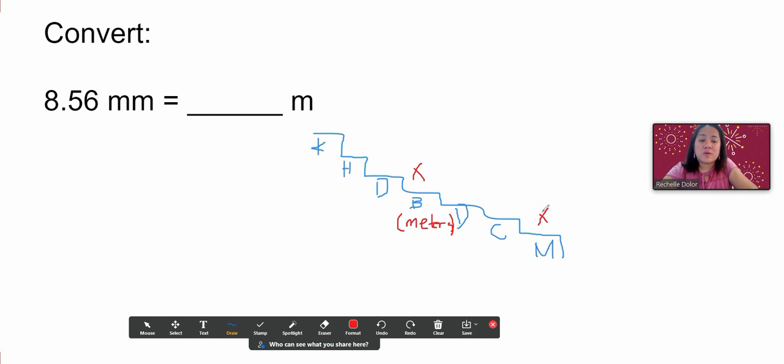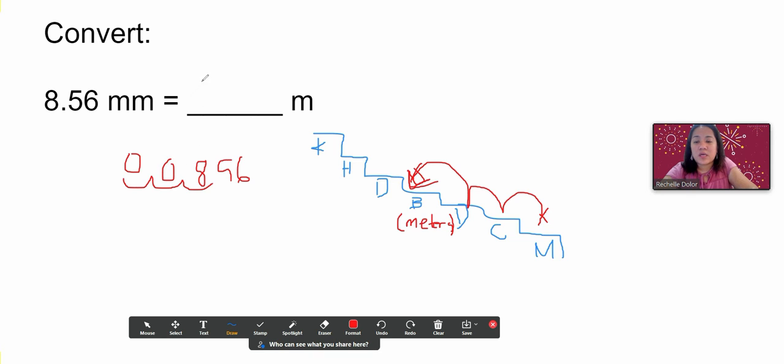So millimeters to meters will be 1, 2, 3 to the left. So 8.56, move to the left 3 times. So 1, 2, 3. Okay, so the answer is 0.856 meters. Okay, that is the answer. Okay, so I hope we're getting better on here. Okay, so next, let's move on.